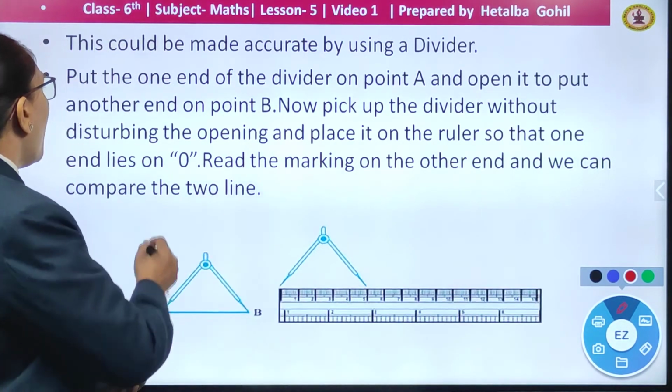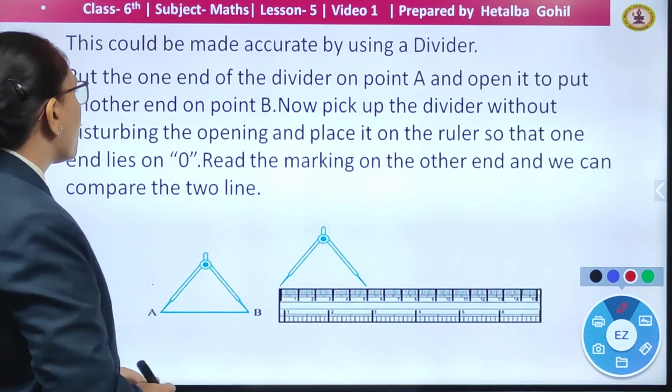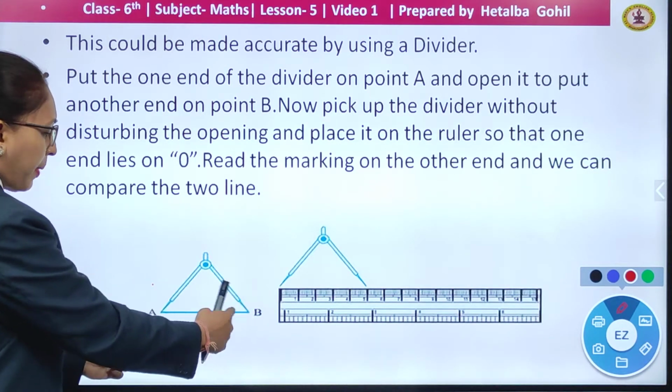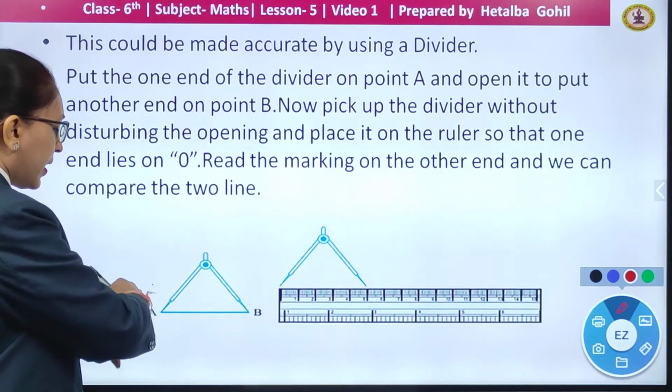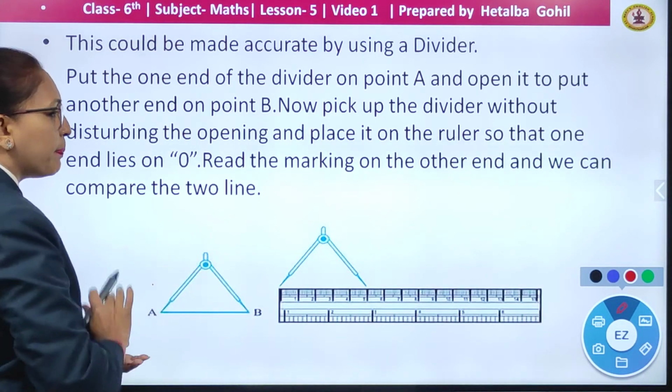How do we measure? Put one end of the divider on point A and open it to put the other end on point B. Suppose this is the AB that you want to measure. Open the divider, the first end on point A and the second end on point B.